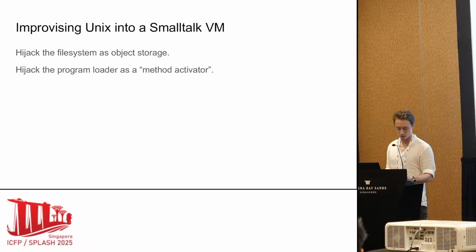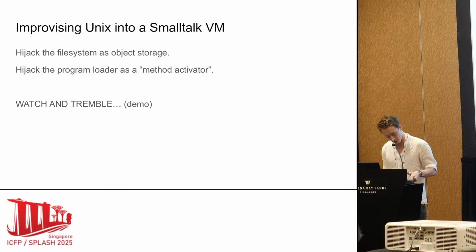What we're basically doing is viewing existing Unix infrastructure as a rough approximation of parts of a Smalltalk VM. We're hijacking the file system as object storage, and we're hijacking the program loader as a method activator. But many parts of the VM are still missing, such as garbage collection and the basic primitive of message sending. These are the parts that we have to fill in ourselves. And I have actually implemented a basic proof of concept, which I will switch to now.